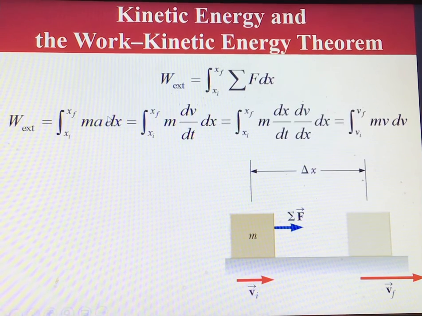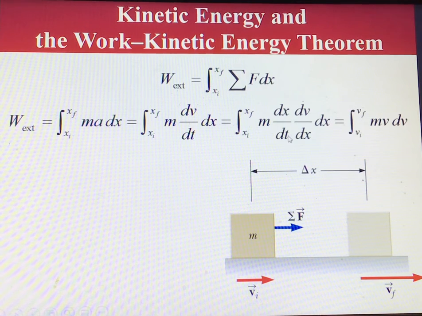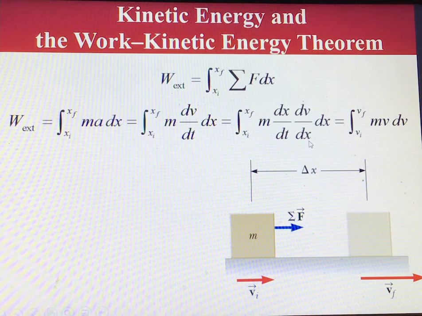So from Newton's law, we know that the sum of all the forces acting on the system is equal to the mass times the acceleration. So I can replace the sum of the forces here by the mass times the acceleration. And then if I do this integral, I can write the acceleration as dv by dt. And so, solving this equation right here using chain rule, I can write dv by dt as dx by dt times dv by dx.